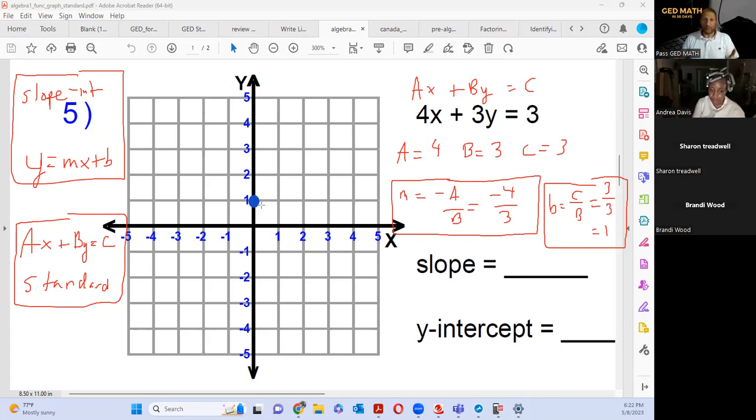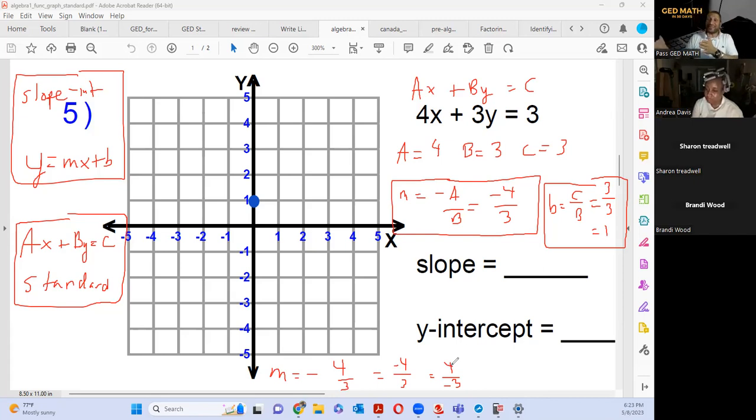So now we have our y-intercept, which was +1, and we know our slope: -4 over 3. The second thing you must understand, and this is very important, is that if the slope is -4/3, it's the same as -4/3 or 4/-3. These are all the same.